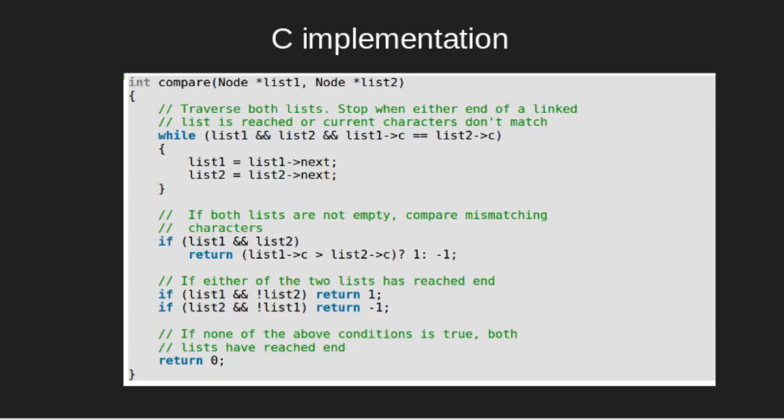Let us now look at the C implementation of this problem. The return type of this function is int, since it will return 0, 1 or -1 according to the given input strings. This function takes two arguments, the head of the first linked list and the head of the second linked list. Inside this function, in this while loop, we are checking whether either of the linked lists is null or not, and whether the current character of both linked lists is equal or not.